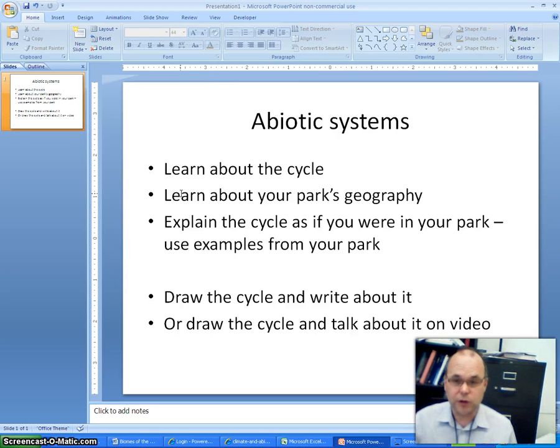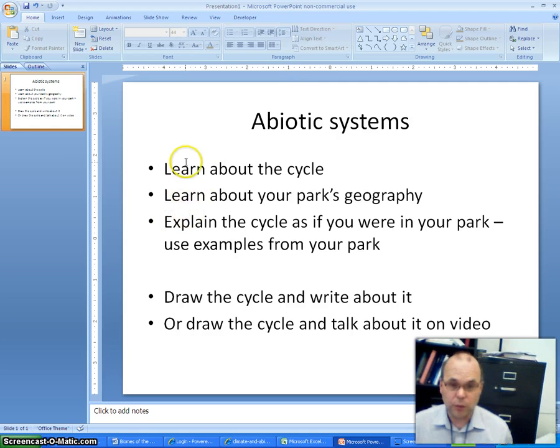For example, if you're looking at the water cycle in the Galapagos Islands, some small islands in the middle of the ocean, it is going to be very different than the water cycle of, say, the Kalahari Desert, where it's very dry. So figure out what your park's like. Is there an ocean in your park? Or is the water coming from somewhere else?